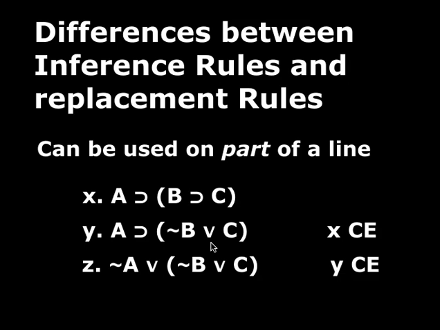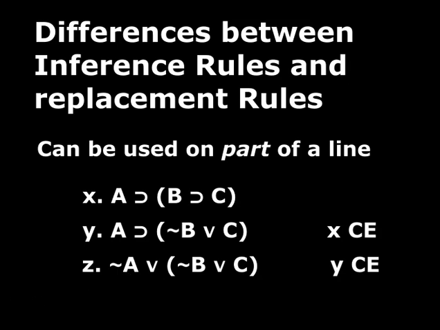Now I can also use the replacement rules on entire lines. So for instance, I can move from line Y to Z. I can use conditional exchange on Y to change this conditional into a disjunction. Horseshoe becomes a wedge. I negate the first component: A becomes not A.